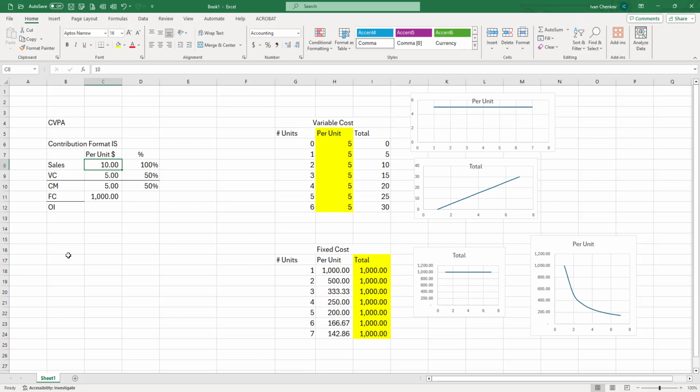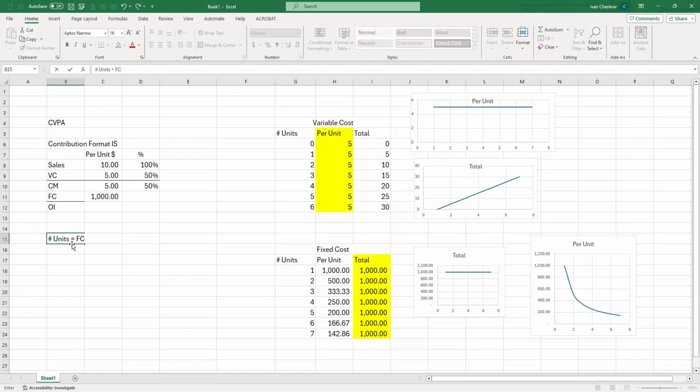That's why we come up with the first powerful formula, the number of units that you need to sell. It's going to be equal to the fixed cost as a numerator divided by contribution margin per unit.